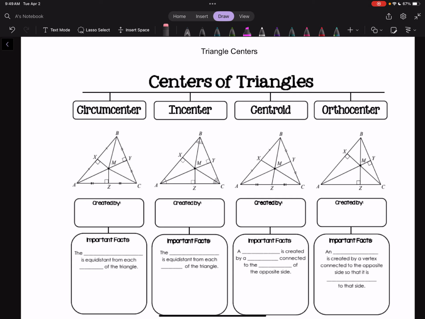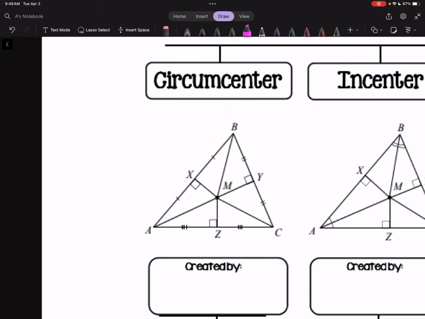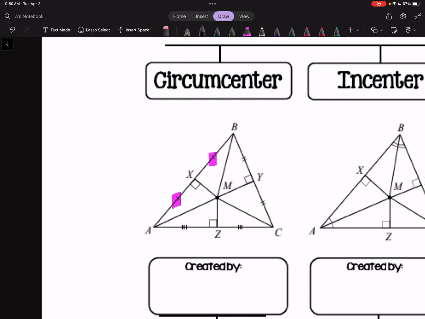The circumcenter. I want you to take a look and see what you can notice about this triangle. You should notice that you have side length markers, meaning the sides are congruent here. That is to say, AX line segment is congruent to XB or BX, doesn't matter, line segment. Okay? You should notice those. I'm going to color coordinate this a little bit for you today.